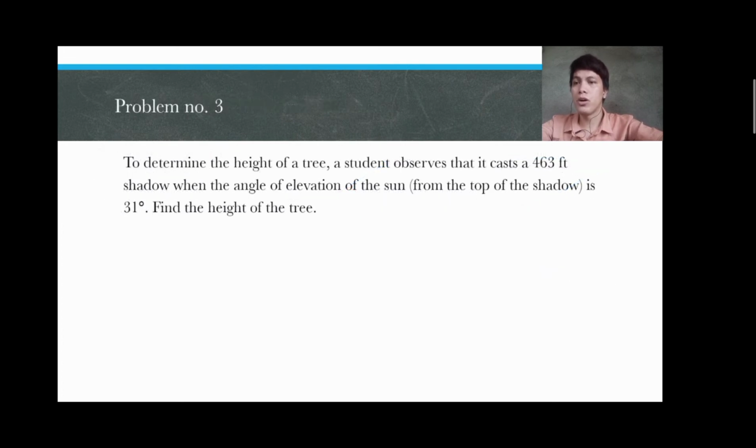And here we have our problem number 3. To determine the height of a tree, a student observes that it casts a 463-foot shadow when the angle of elevation of the sun from the top of the shadow is 31 degrees. Find the height of the tree. So first, we're going to illustrate this problem.